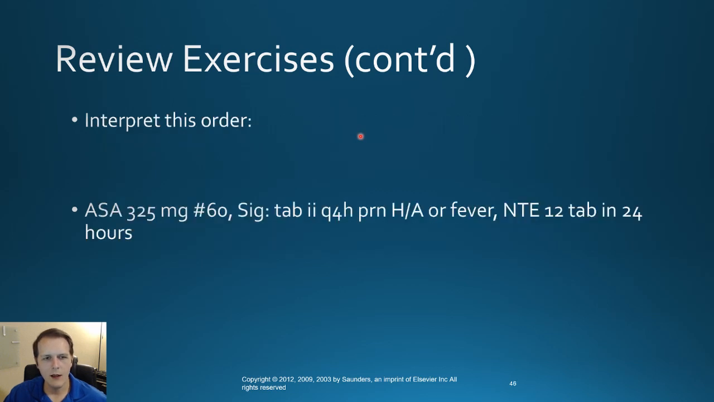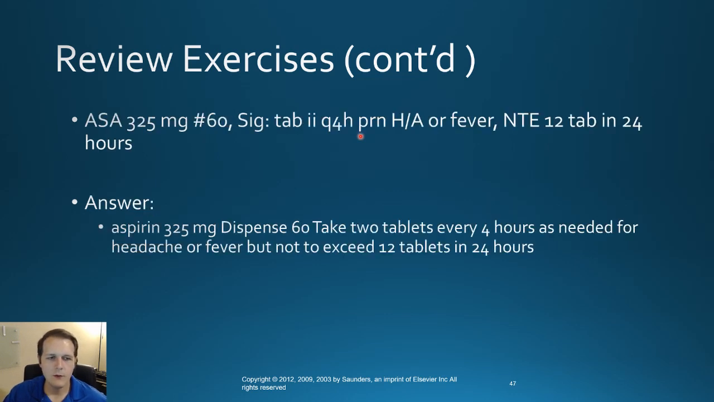How about this one? We have aspirin, 325 milligrams, number 60. Tab 2, Q4H, PRN, HA, or fever. NTE 12 tab in 24 hours. What does that mean? This one here would be aspirin, 325 milligrams. We're dispensing 60 tablets, and they're taking 2 tablets every 4 hours as needed for headache or fever. So HA stands for headache, and NTE means not to exceed 12 tablets in 24 hours.